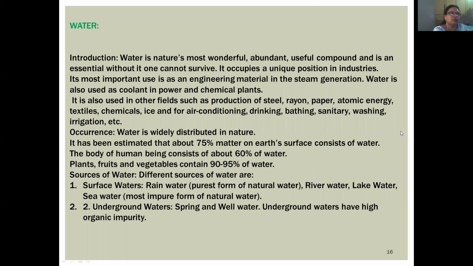Now we'll go for another topic, that is water. Water, as you know, is nature's most wonderful, abundant, useful compound used by human beings and all. Whether it is non-living or human, everything uses water. Occurrence of water: 75% of matter on Earth's surface consists of water. The human body is 60% water. Plants, fruits, vegetables are 90 to 95%. Then sources of water are surface waters and underground waters.